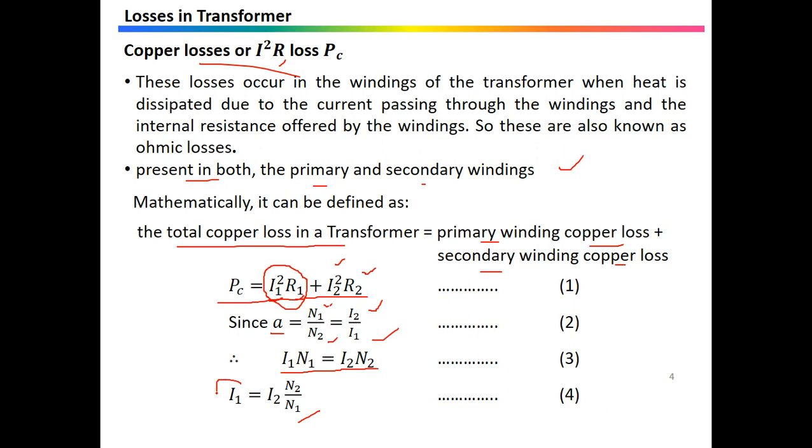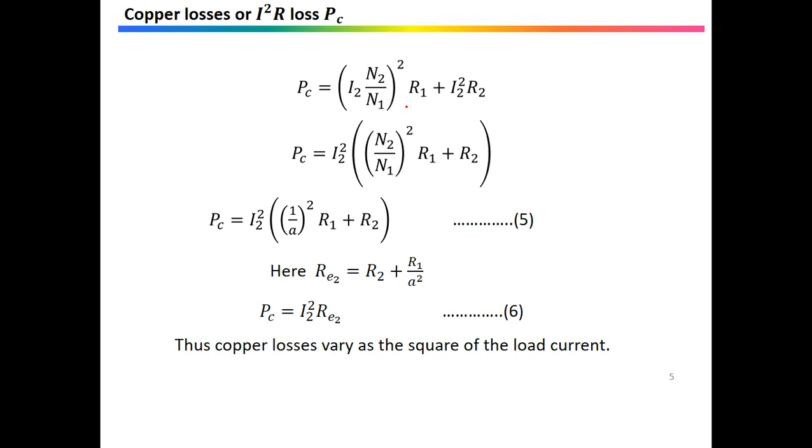Now I will put this value of I1 from equation number 4 in equation number 1. So what we have is that the total copper loss Pc equals this value, and if I take I2 square common from the expression, I have I2 square times (N2 over N1) square R1 plus R2. This N2 over N1 is nothing but 1 over A, because the turn ratio is N1 over N2, so it will be 1 over A.